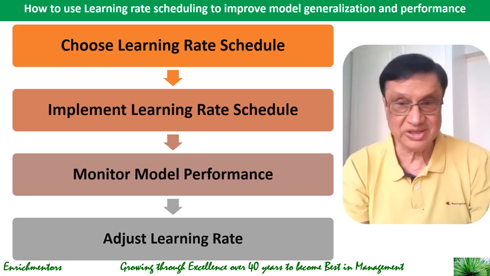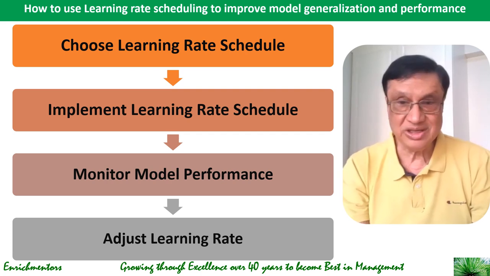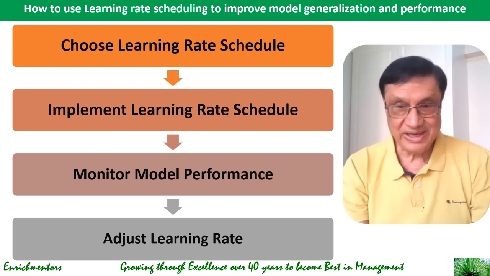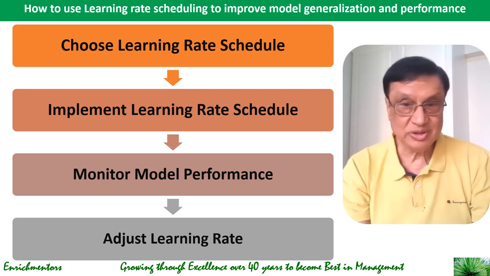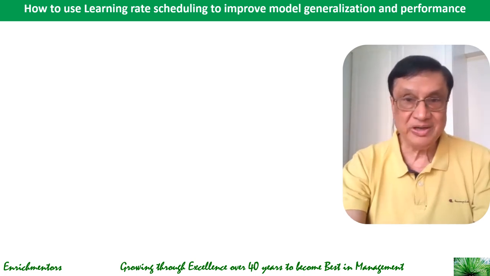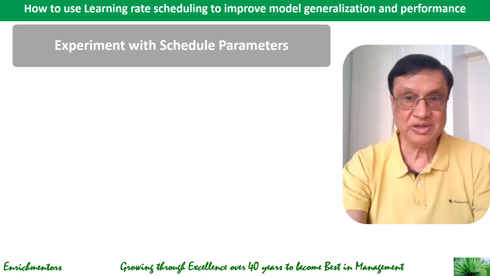Then adjust the learning rate according to the predefined schedule or condition. For fixed schedules, the learning rate remains constant throughout training. For dynamic schedules, update the learning rate based on factors such as the current epoch, batch iteration, and model performance on the validation set. And then you get on to experimenting with different parameters of the learning rate schedule to find the optimal configuration for your specific problem.